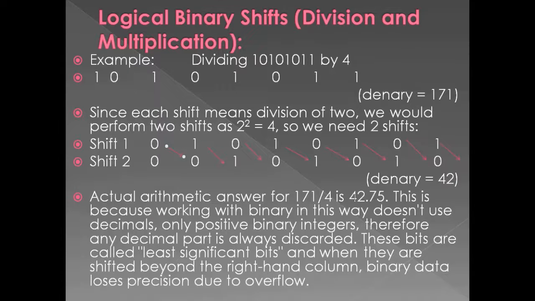The actual arithmetic answer for 171 divided by 4 is 42.75, but in a logical binary shift we only get 42. This is because working with binary doesn't use decimals. You can only represent whole numbers, so only positive binary integers, and any decimal part is always discarded. These bits are called least significant bits, and when they are shifted beyond the right hand column, binary data loses precision due to overflow. Because there is no 9th bit over here, this part is lost, hence we cannot represent the decimal part.